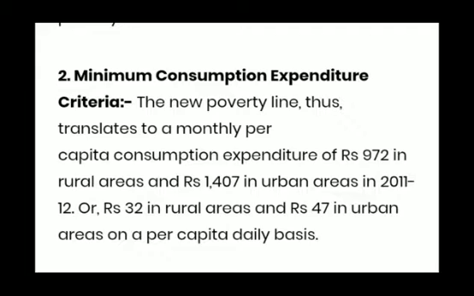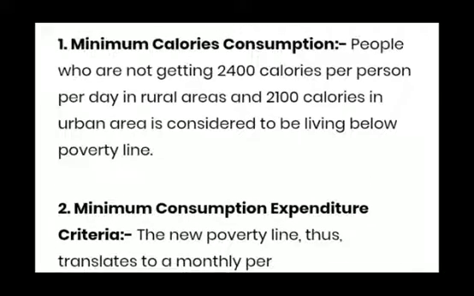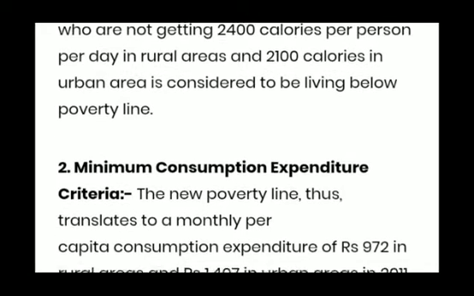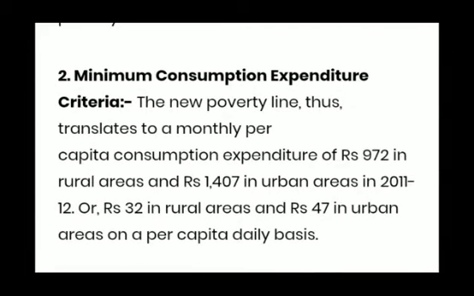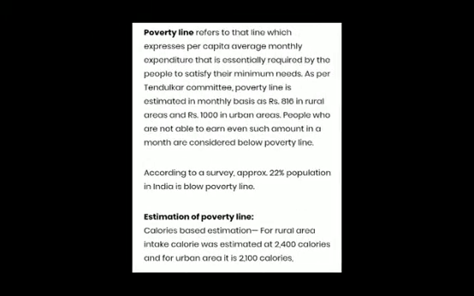So the calorie requirement, if you see, is higher in rural areas and less in urban areas, because in rural areas people are engaged in more physical activities. If you compare in terms of consumption expenditure, the per capita expenditure, either on a monthly or daily basis, is higher in urban areas. The reason being that the general price level in urban areas is higher.